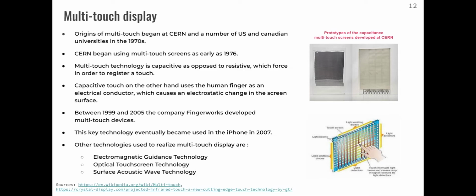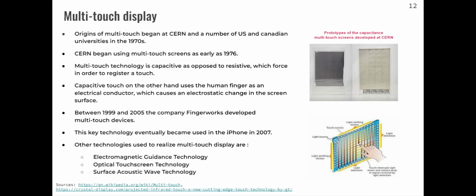Between 1999 and 2005, the company Fingerworks developed multi-touch devices mainly for those with wrist injuries and the disabled. This is an interesting story. One day in 2002, an Apple engineer who had broken her wrist brought one of these devices into the office to work. Other Apple engineers were fascinated, and Apple later ended up buying the Fingerworks company. This key technology eventually became used in the iPhone in 2007.